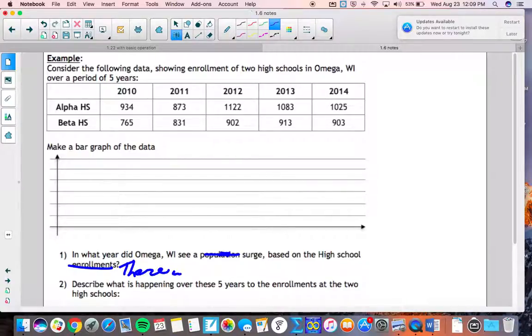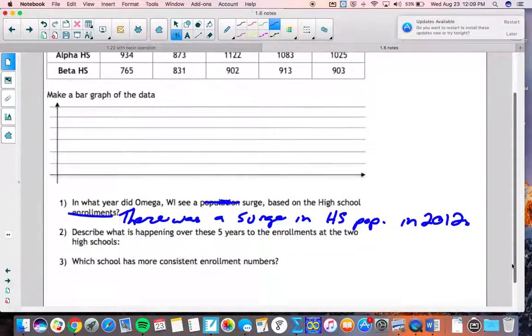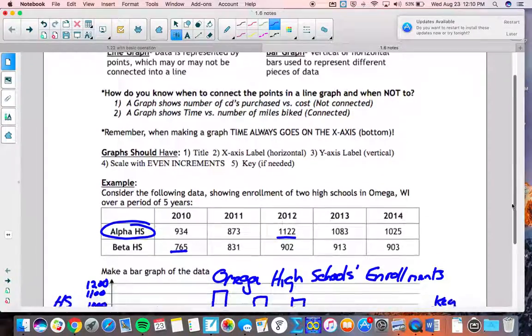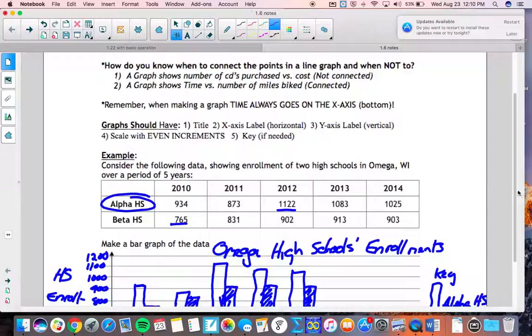There was a surge in high school population in 2012. Notice how I made a complete sentence. I even put a period at the end. Yeah. Describe what is happening over these 5 years to the enrollments at the two schools. So there's typically no only one right answer. Just look for some truth.